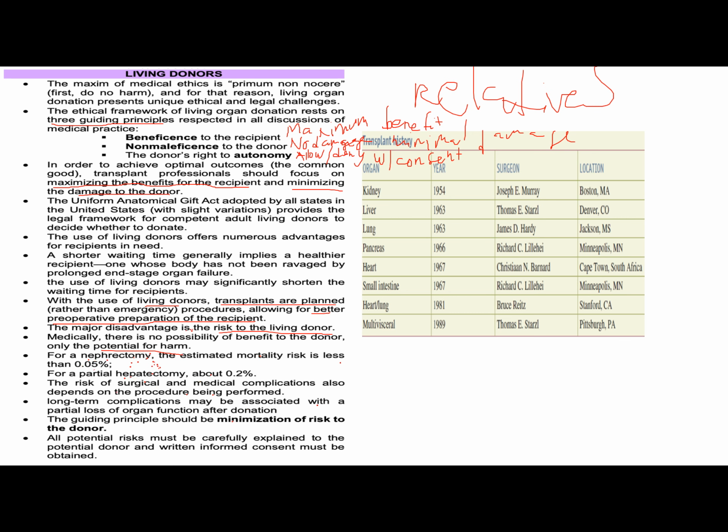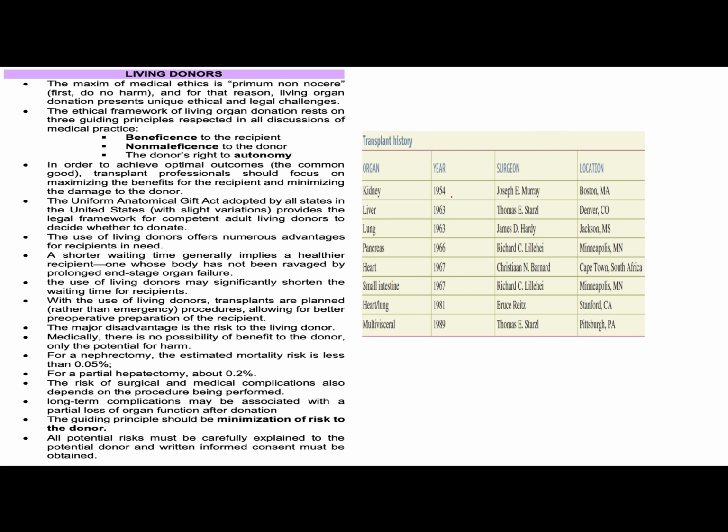The guiding principle should be minimization of risks to the donor, and all potential risks must be carefully explained to the potential donor and written and informed consent must be obtained. So, in-explain ko naman na to in a shortened manner, class, that when we talk about living donors, you have to maximize the benefit to the recipient, minimize the damage to the donor, and there has to be consent all the time. Now, this is in the table here, sa right side.